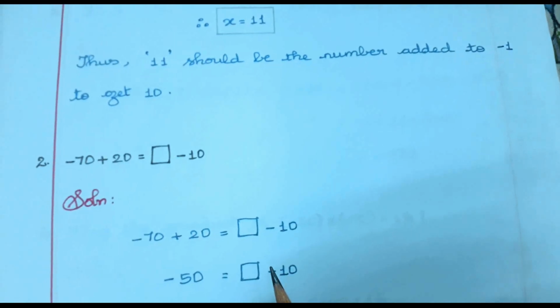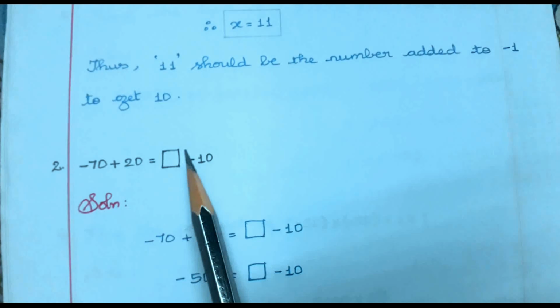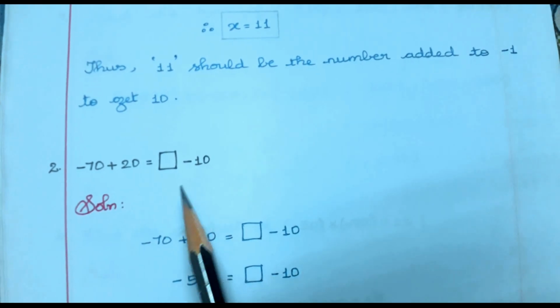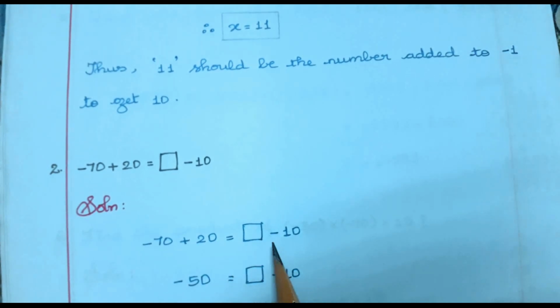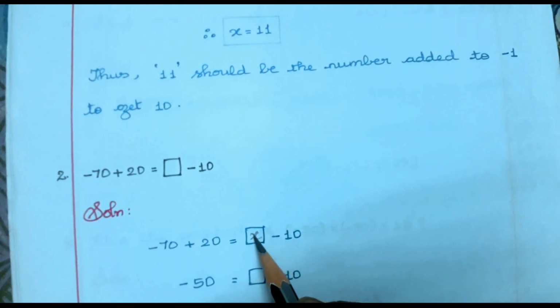Second question goes this way. Minus 70 plus 20 is equal to box, the box is nothing but the unknown, minus 10. Solution. Minus 70 plus 20 is equal to unknown minus 10. We have to find the answer here. We'll have it as x.